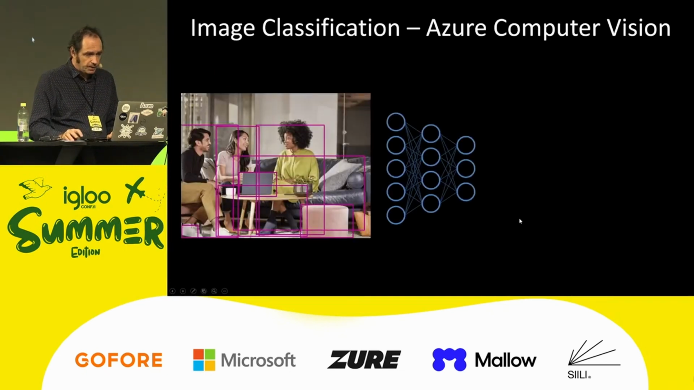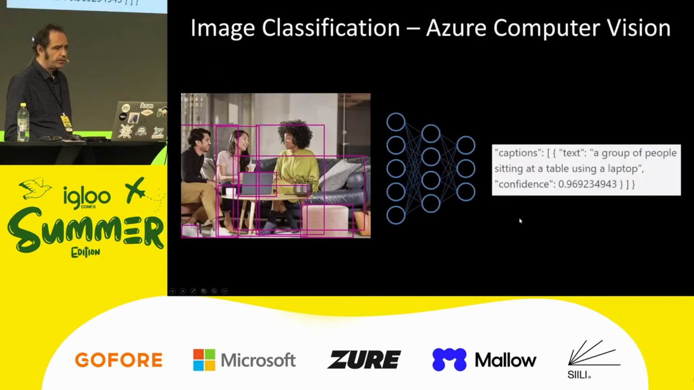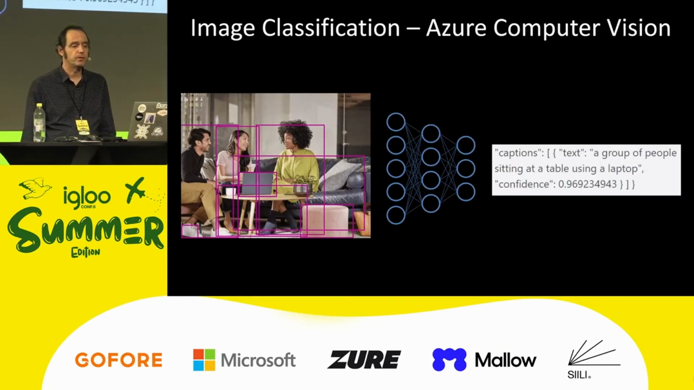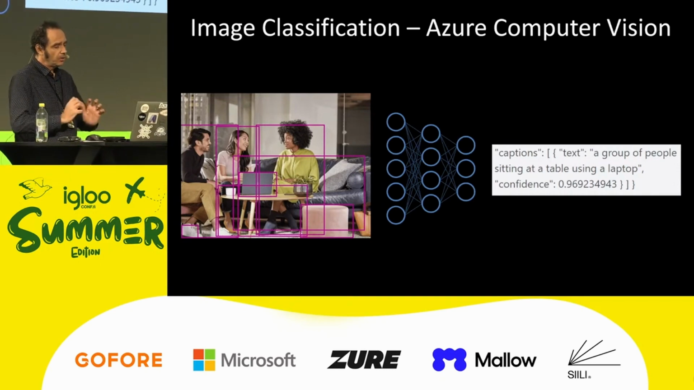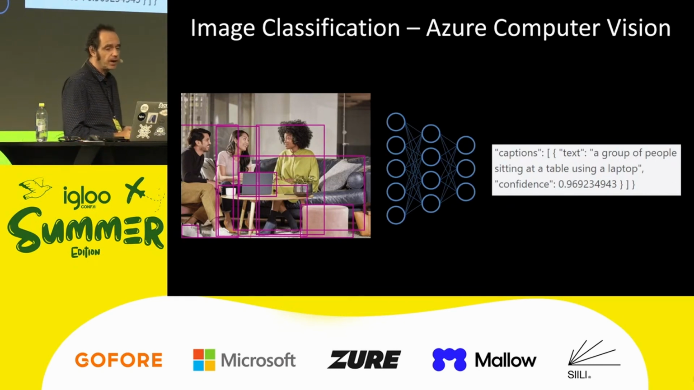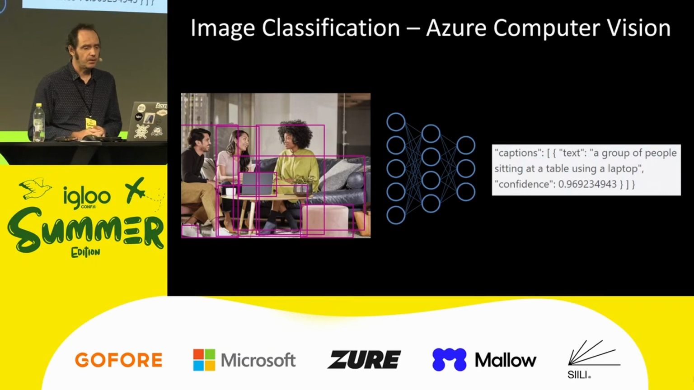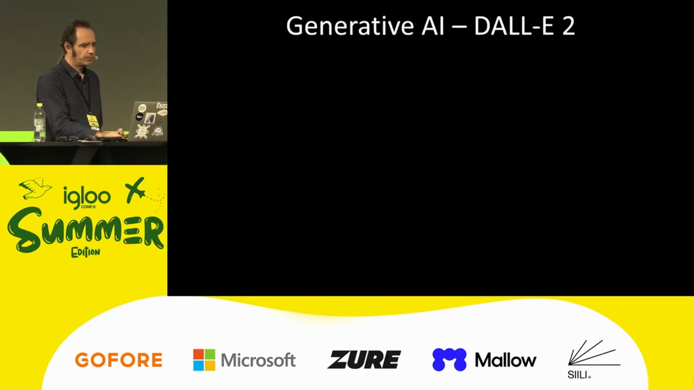So thinking about image classification, we've been seeing in the last session how Azure has these cognitive services, and computer vision is one of these cognitive services. And what computer vision can do is it can take in an image, it can tag that image, it can identify objects. It can also provide a description of that image, a group of people sitting at a table using a laptop. Now, generative AI is basically going to switch that thing round completely.